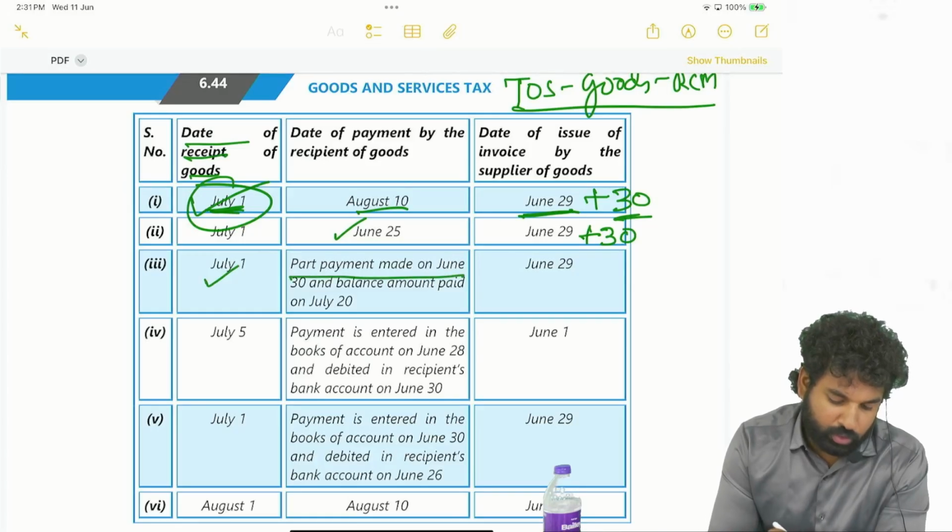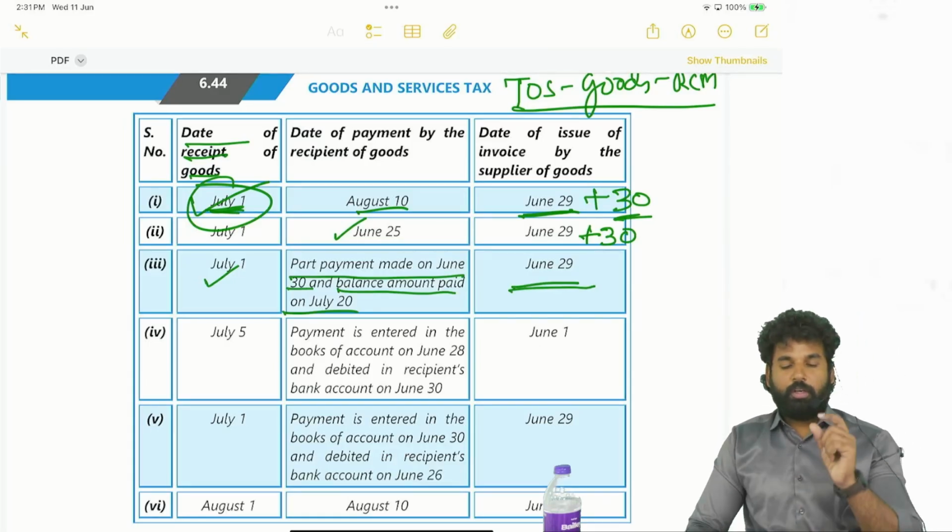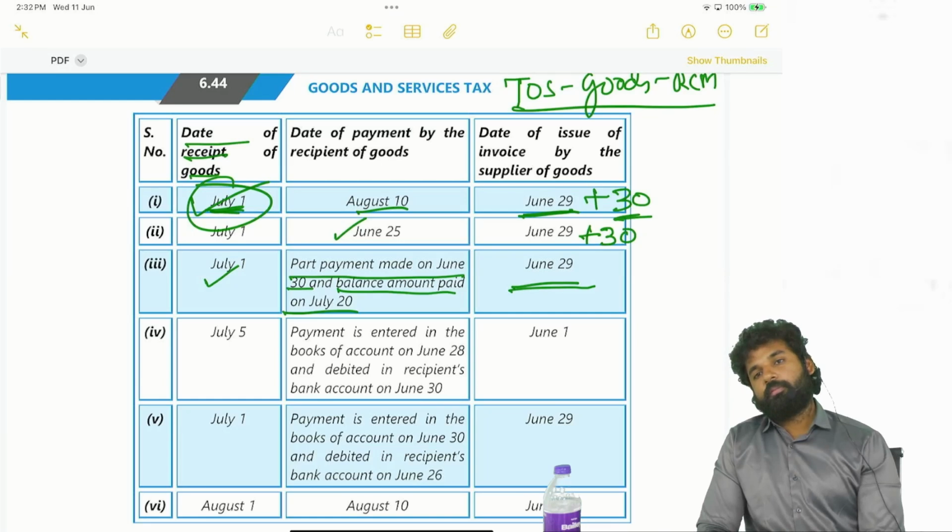Next, date of receipt of the goods July 1. Part payment made on June 30. Balance amount paid on July 20. Date of issue of the invoice by the supplier of the goods June 29. Okay, two payments are there. Now, how many times of supply will be there? Two will come. Whenever there is a part payment, as many installments as there are, that many times of supply will come.